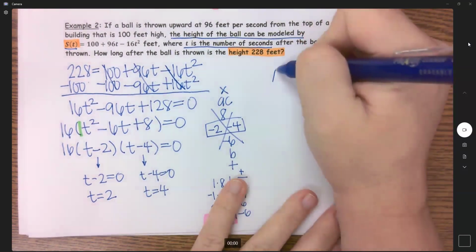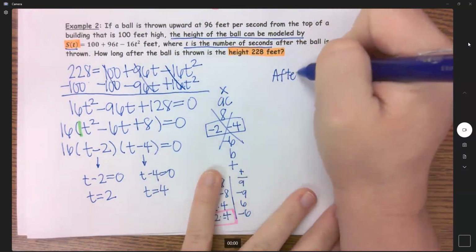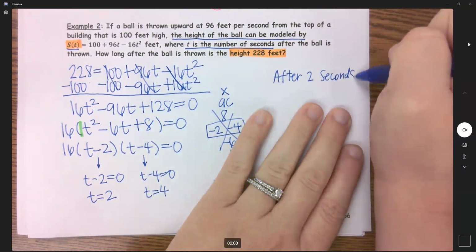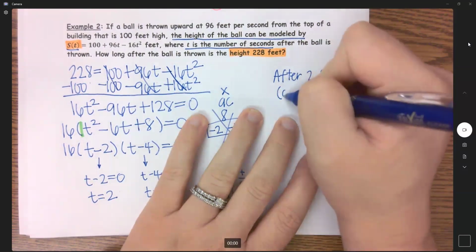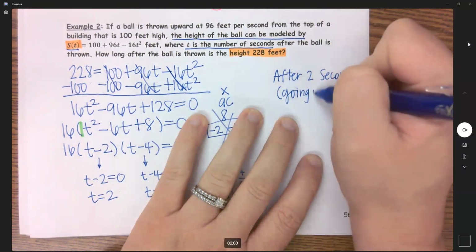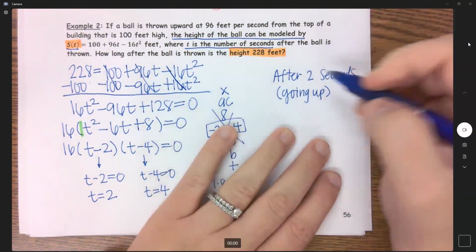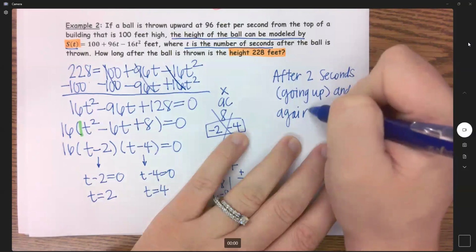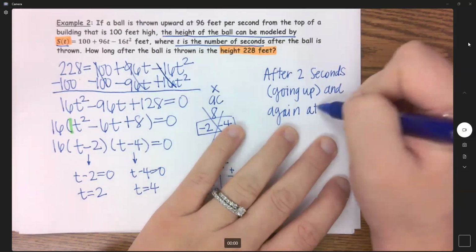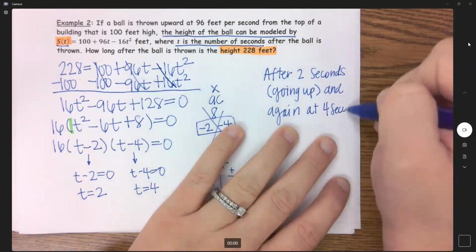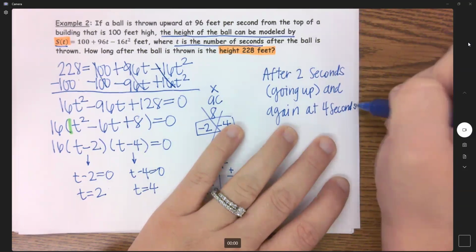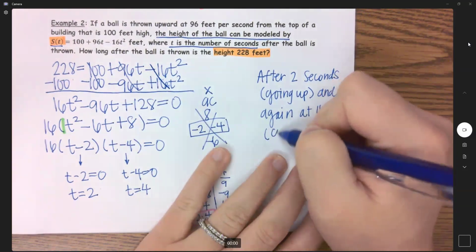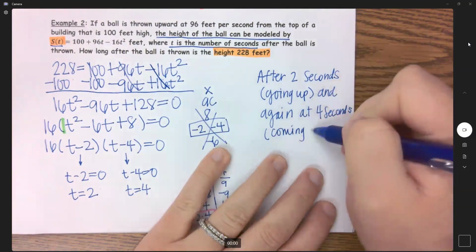So we'll say after 2 seconds, and that is when the ball is going up. And again, at 4 seconds, because then the ball is coming down.